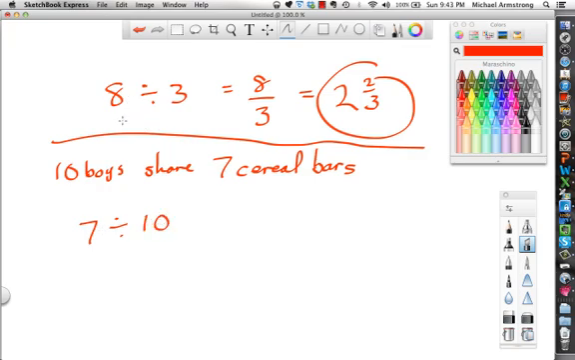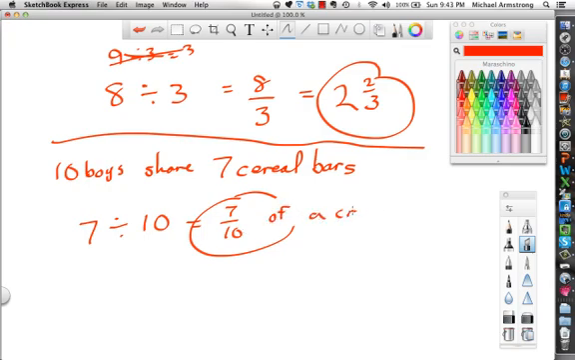Now see, here we had 8 yards of fabric divided by 3 people, and we got this number that was bigger than 1. Each girl got more than 1 yard of fabric. In fact, they almost got 3 yards each. If this had been a 9 divided by 3, it would have worked out nicely into 3 yards each. But it wasn't. But here we have more boys than cereal bars, so it kind of goes the other direction. And that ends up being 7/10. And believe it or not, you're just done. You don't get quite a whole cereal bar. You get 7/10 of a cereal bar.